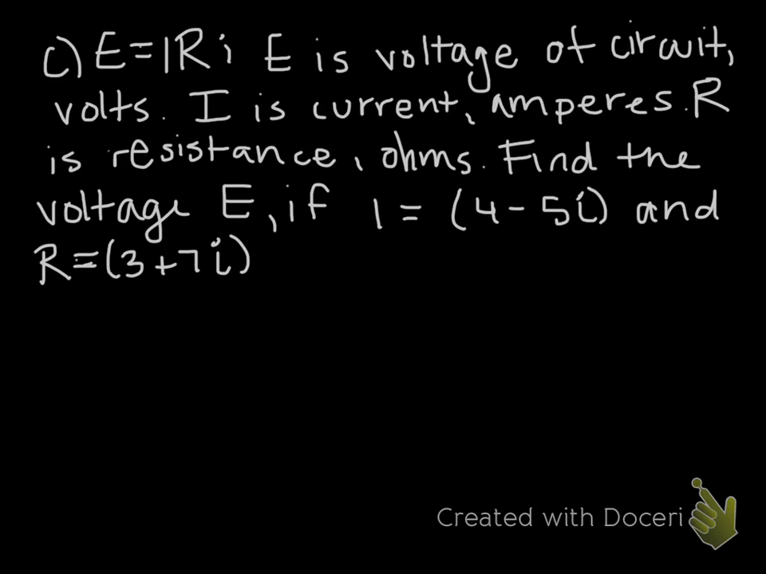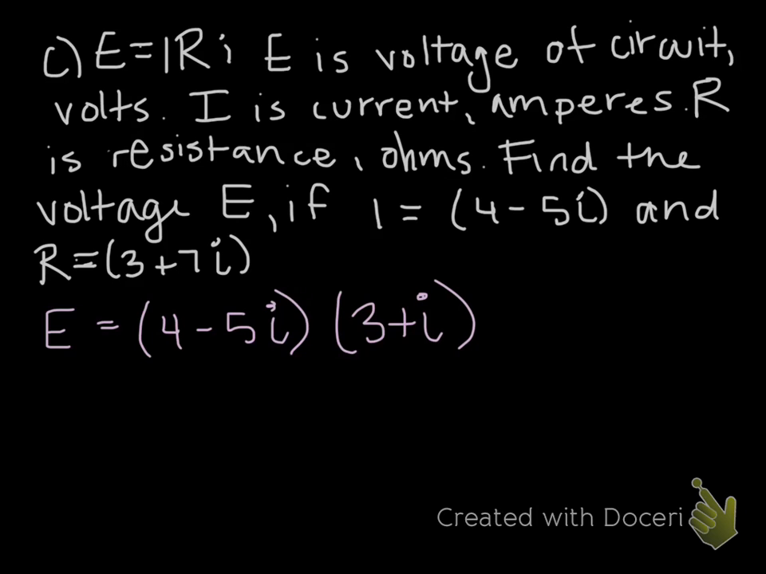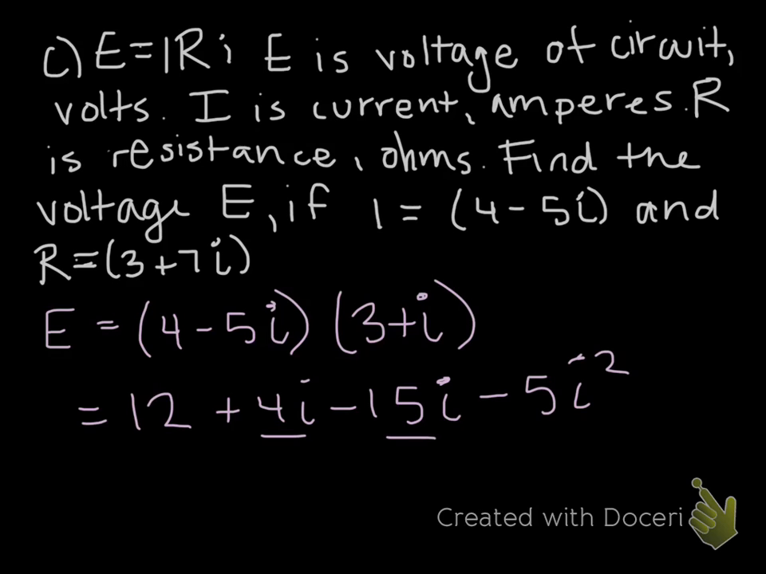So this is relatively easy. I just have to plug it into the formula. So I have 4 minus 5i for I, and I have 3 plus 7i for R. And you just have to FOIL to solve this. So I'll have 12 plus 4i minus 15i minus 5i squared. That'll combine. This is a -1, so -5 times -1 is +5, plus the 12 would be 17, and this will leave me with -11i.